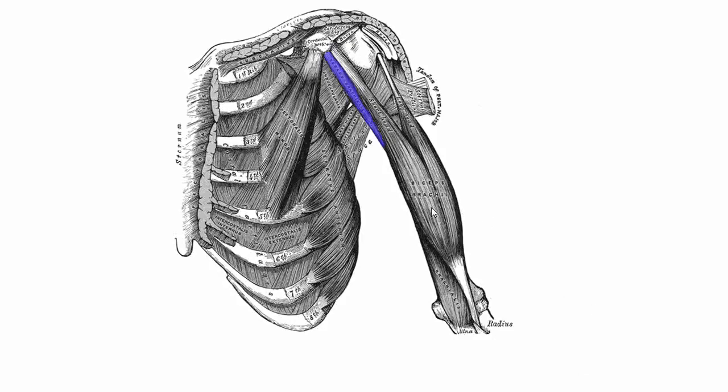So those are the three muscles of the anterior compartment: the biceps brachii, the coracobrachialis, and the brachialis. So the brachialis muscle, again, is innervated by the musculocutaneous nerve, and it's a flexor of the forearm at the elbow joint. So same action as the biceps brachii at the forearm.